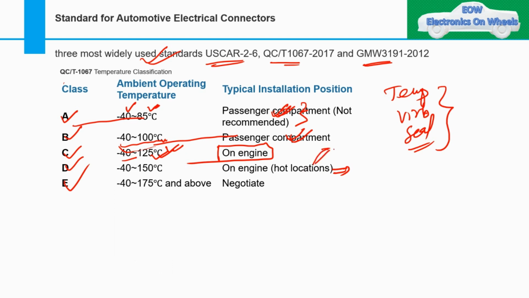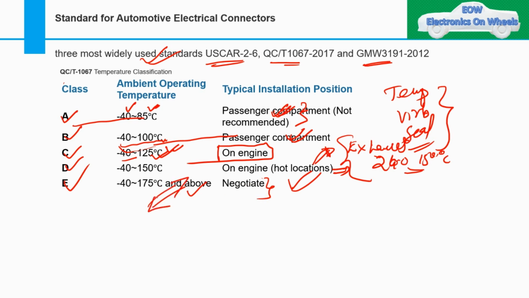Now you will ask me what the hot locations are. You are doing your routing near the exhaust, and you know how much temperature the exhaust has, around 200, 150, this type of temperature. So when you are routing your harness near or surrounding the exhaust, then you have to take care of these on-engine hot locations. Then minus 40 to 175 degrees and above, these types you have to avoid as per this particular standard. These locations you have to avoid.